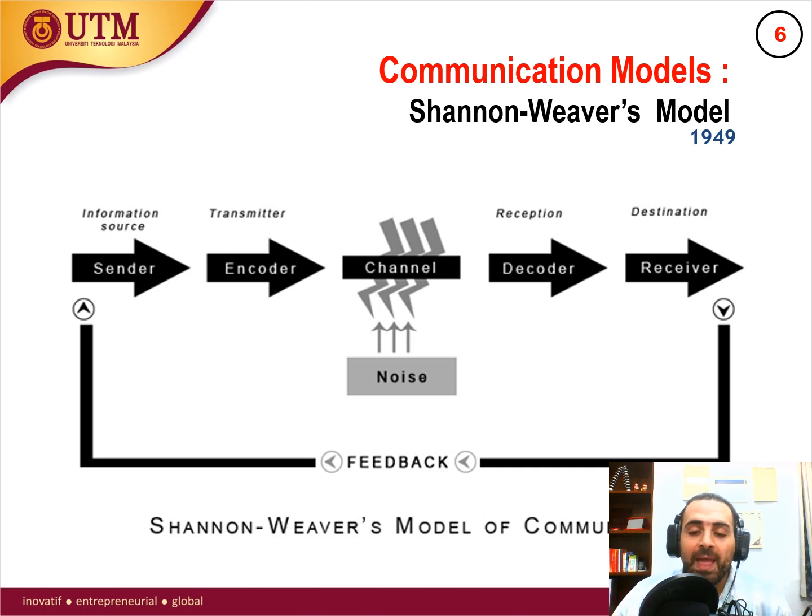of noise. All right. And then when the receiver receives the message, he is going to decode this message to make sure that he is aware of the meaning of this message. All right. And then finally, when he decodes this message, he will receive it correctly and gives his feedback as the final element. As we can see here, the feedback goes from the receiver to the sender, so that we make sure he got our message correctly.